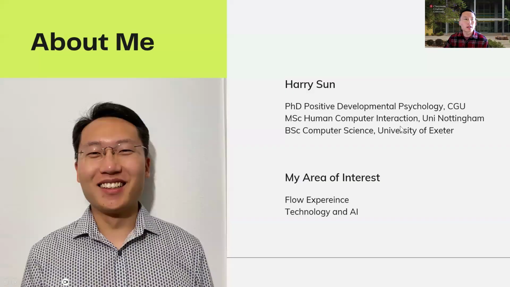We'll get started. Before we start, I just want to briefly introduce myself. Again, my name is Harry Sun, and I am a PhD student here at CGU getting my doctorate degree in positive developmental psychology. My main area of research interest is on flow experience. But prior to coming to CGU, I earned a bachelor's degree in computer science and a master's degree in human-computer interaction. Hence, I have always had this interest in technology, and ever since the emergence of AI, that has been my main area of interest as well.